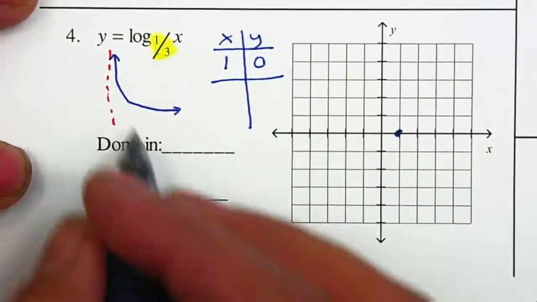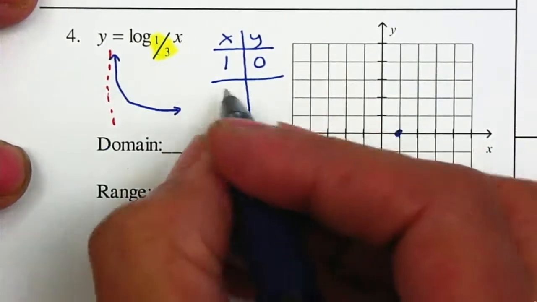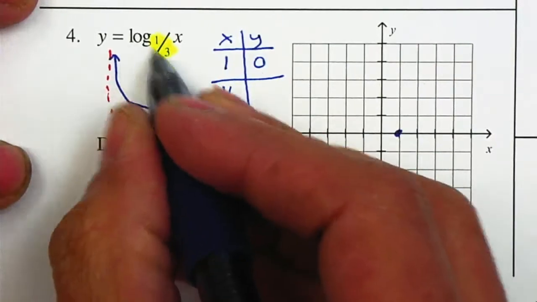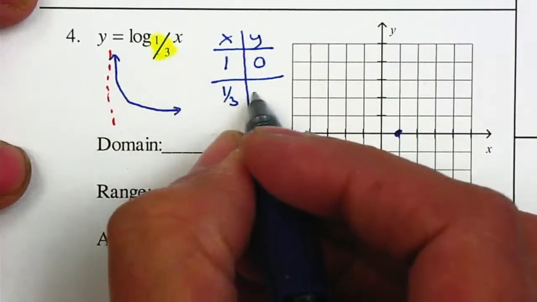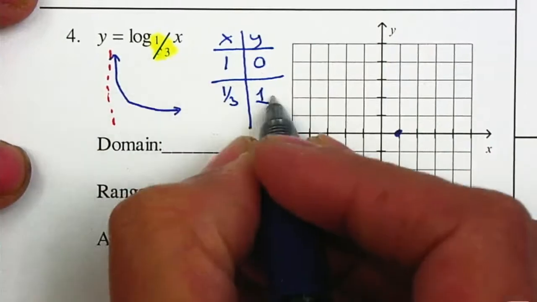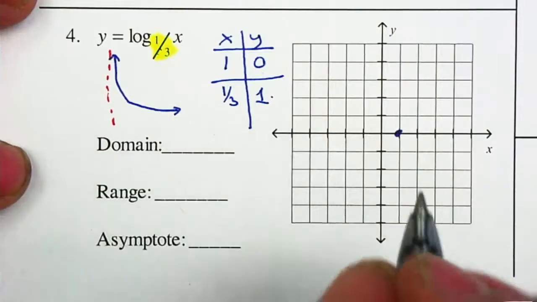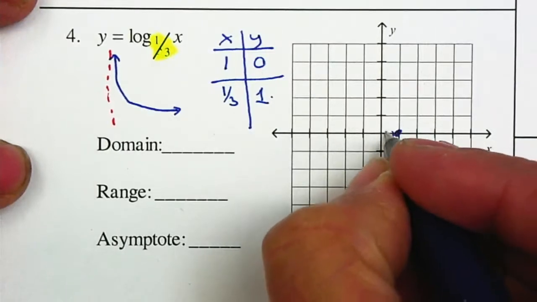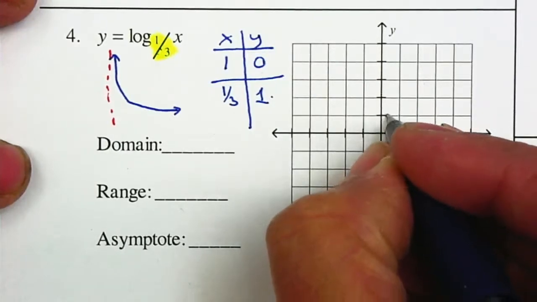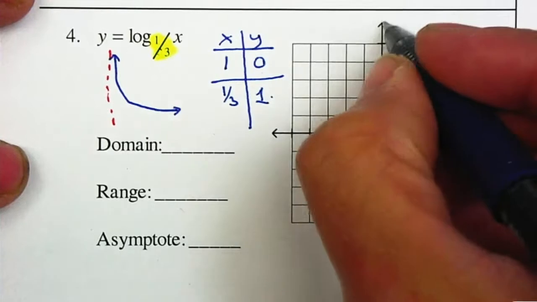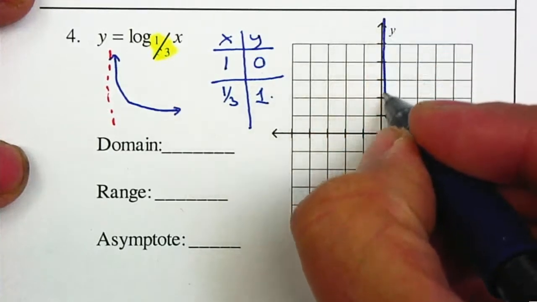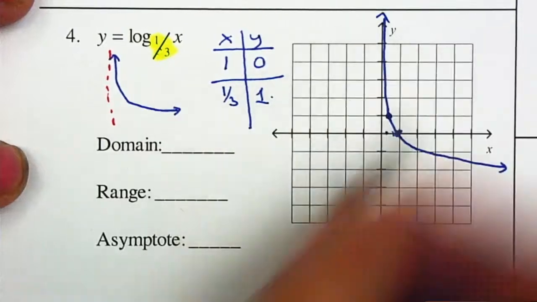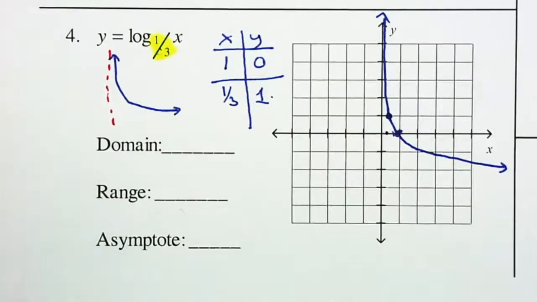The next number, you can plug in any number that you want, but the next number that I'm going to plug in is 1/3, the base. Because I know that the log base 1/3 of 1/3 is equal to 1, because 1/3 to the first power gives me 1/3. So if I plug in 1/3, divide this in 3 sections, and take 1, that's 1/3, it gives me positive 1. And that is my graph. My asymptote is a vertical asymptote.